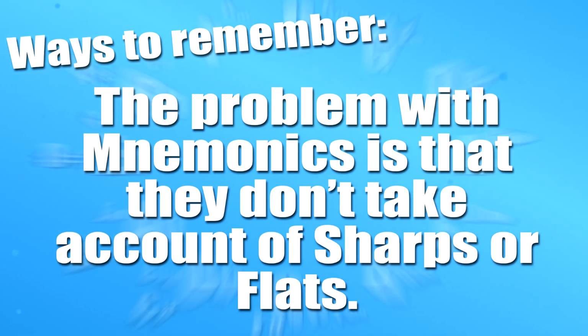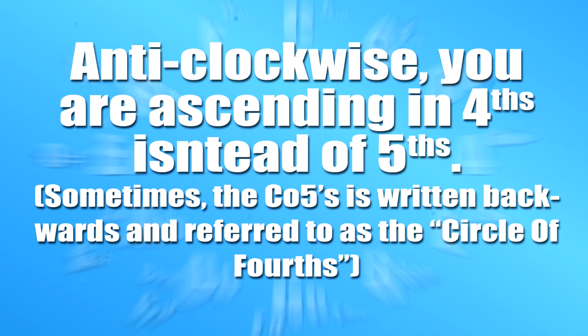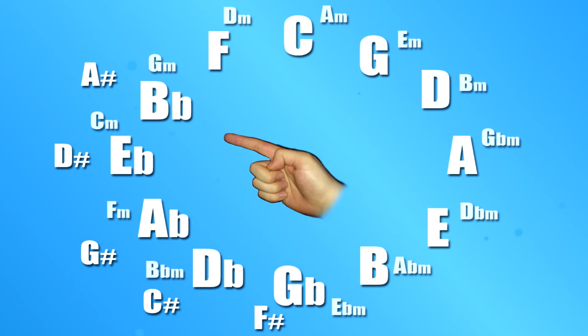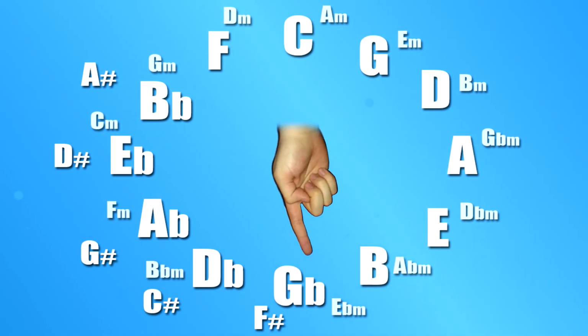One last thing I'm going to point out before we go to the next video: if you go around the circle of fifths backwards, or anti-clockwise, you'll be ascending in fourths. C's fourth is F, F's fourth is B flat, and so forth, so forth, so forth. That's just a nice, neat piece of musical maths that demonstrates how closely related everything is.